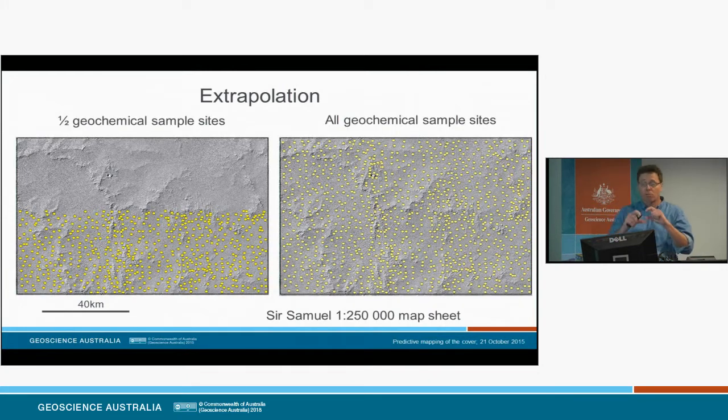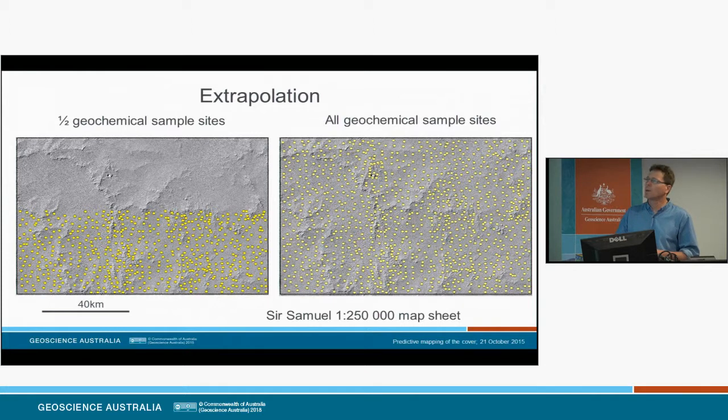Now, because we're establishing predictions or relationships between our target variable and these environmental data sets, we can extrapolate into areas, as long as, in this case, the geology is similar and the landform history is broadly similar, and that's probably the case for an area that's relatively small.